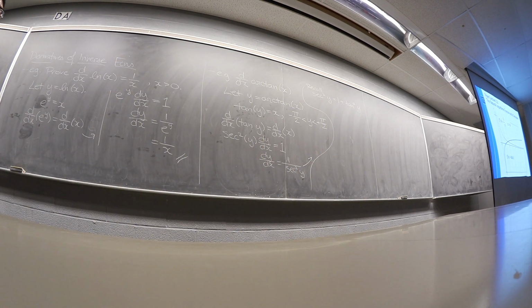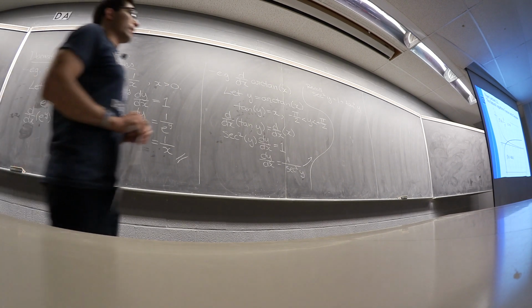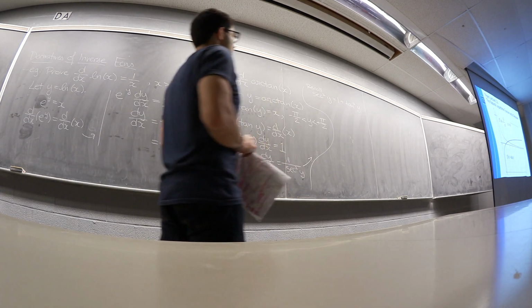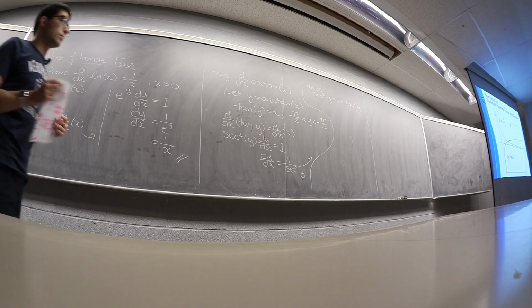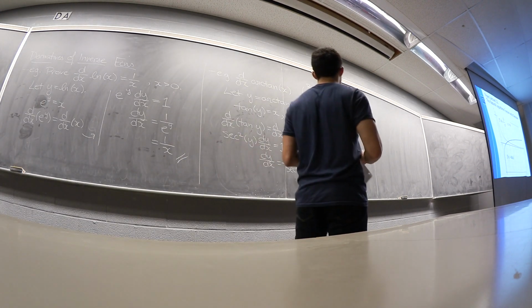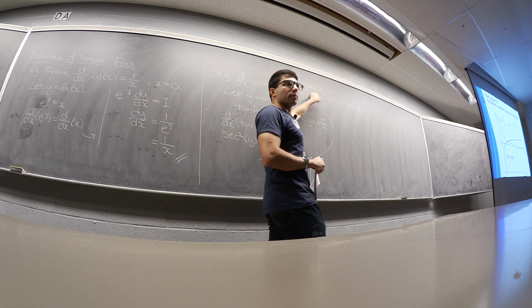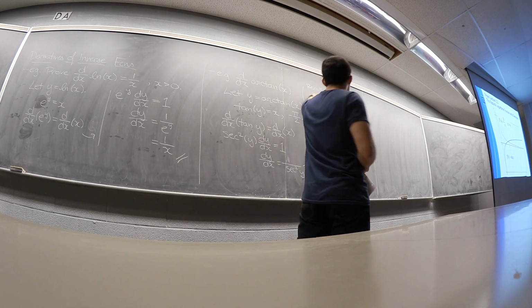Secant squared y is 1 plus tan squared y, okay? Which is just a Pythagorean identity with a little trick inserted. We've seen this before, yeah? Say yes. Okay.